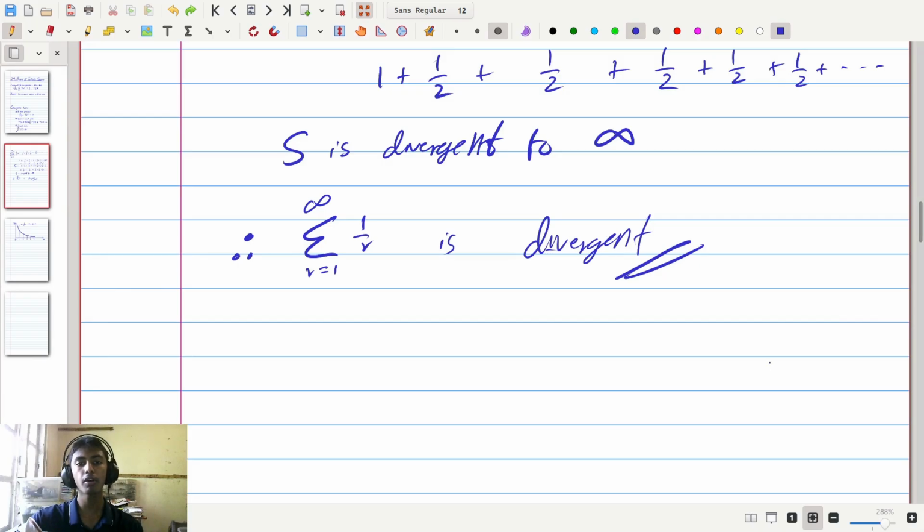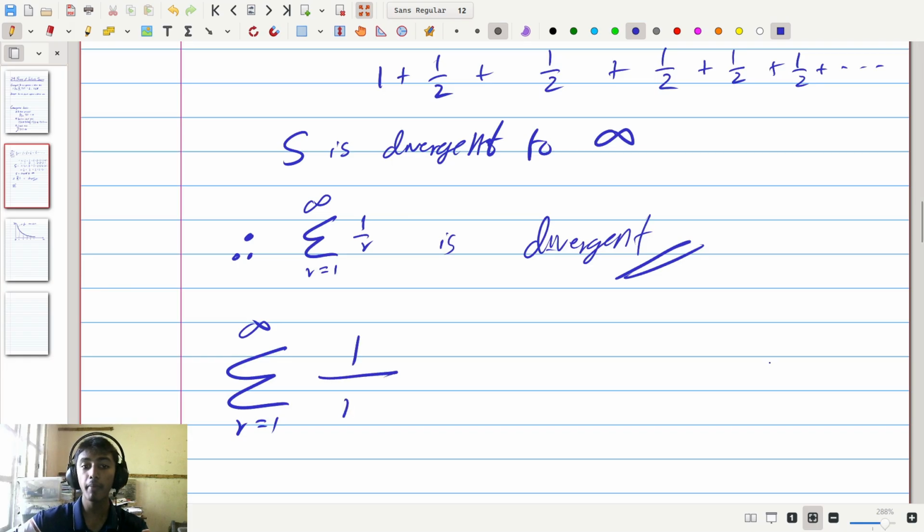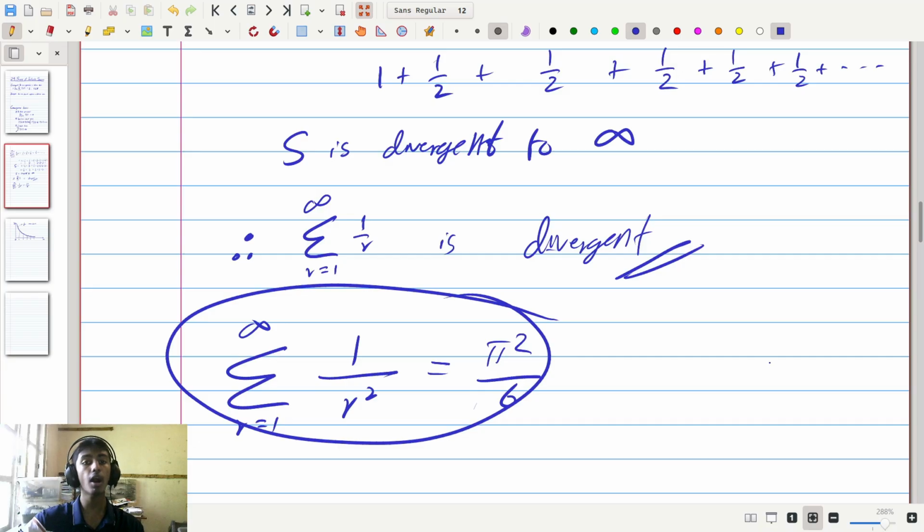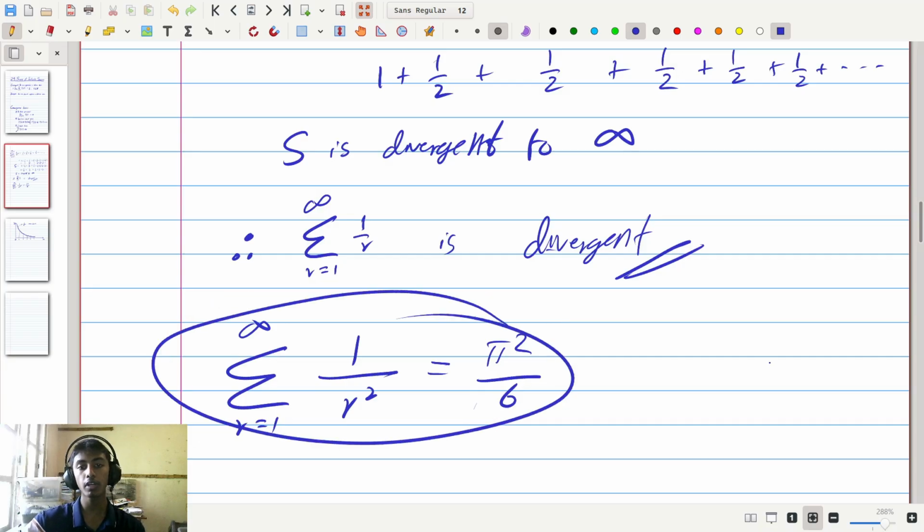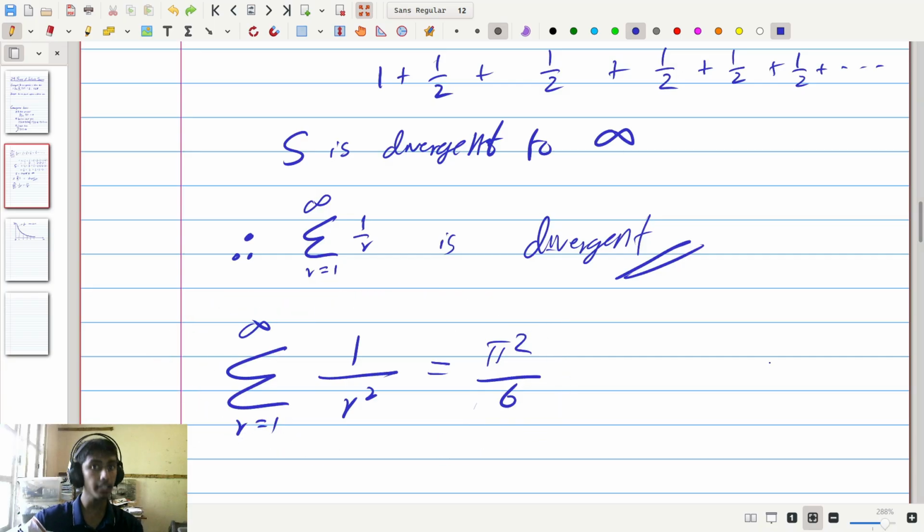Interestingly, if this power of r down here is anything greater than 1, the series will converge instead of diverging. For example, if we have the sum from r equals 1 up to infinity of 1 divided by r squared, the power here is greater than 1, and so this series will actually converge. This particular series converges to a nice value of pi squared divided by 6. We're not going to be deriving where this value came from or how to get it, but we're just saying that it's a nice value and that it converges.